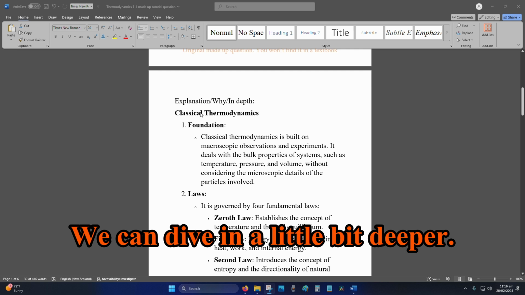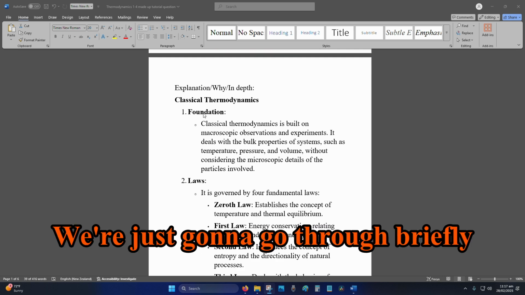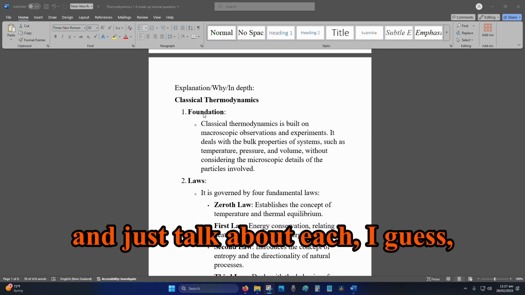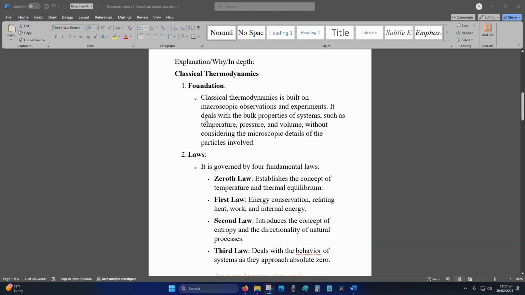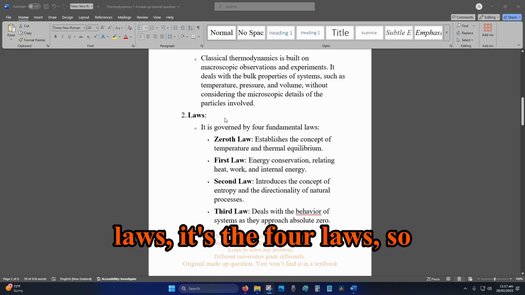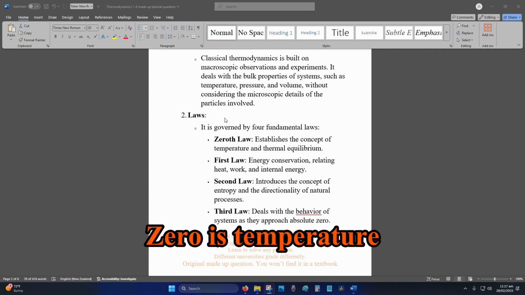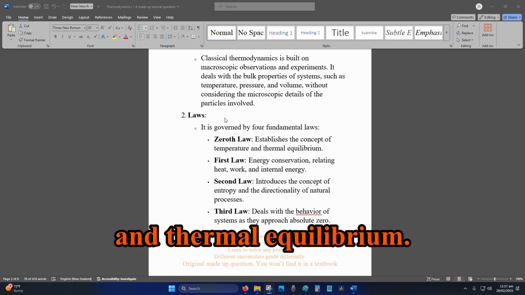We can dive in a little bit deeper. You can pause the video and read the paragraphs yourself. We're just going to go through briefly and talk about each of these bullet points. For the classical foundation, it's what you see: the four laws, so zeroth, first, second, and third. The zeroth is temperature and thermal equilibrium.